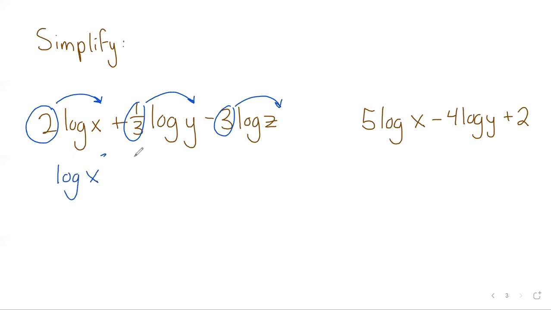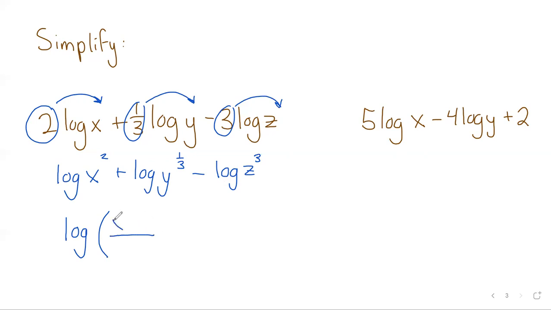So that'll be log of x squared plus log of y to the 1/3 minus log of z cubed. Okay, now we're in good shape to put this all together into one log. So positive things will be in the numerator. Anything subtracted will be in the denominator. I'll put the line in there. So positive y to the 1/3, so I'll put cube root of y. And then the denominator, z cubed.